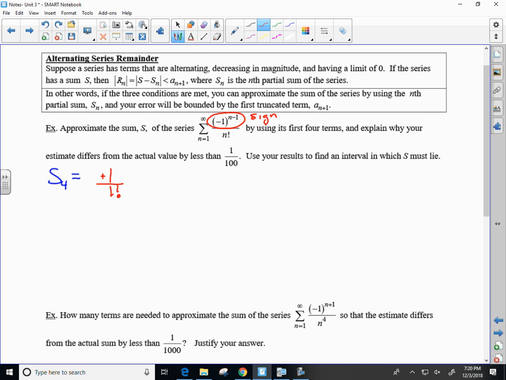For the second term in the series, if I plug in a 2, I'm going to get an exponent of 1. So it's going to give me a negative 1 over 2 factorial. So really the idea of plugging away is not necessary anymore because I know it's going to alternate back to positive over 3 factorial. And then back to negative over 4 factorial.